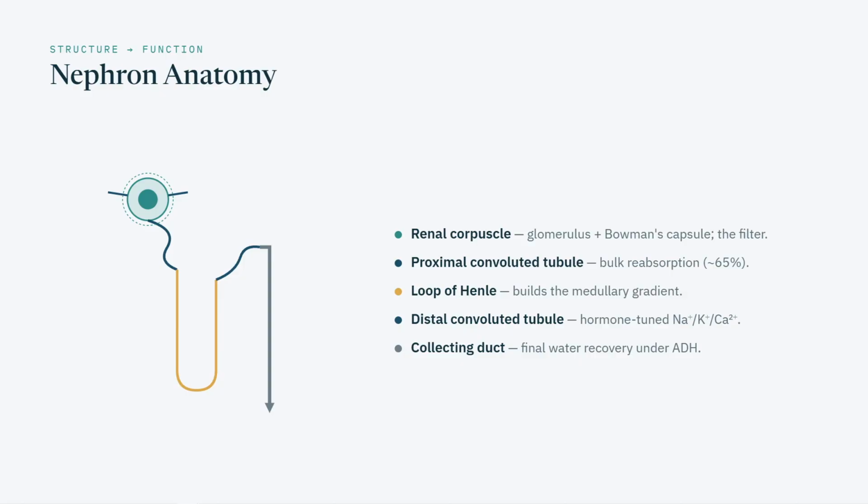Next, it dips down into the loop of Henle, which builds a salt gradient we'll come back to. Then the distal convoluted tubule, where hormones fine-tune sodium, potassium, and calcium. And finally, the collecting duct, where the last of the water is recovered. Notice the theme. Each segment has a job, and its structure fits that job. Structure previews function all the way down.